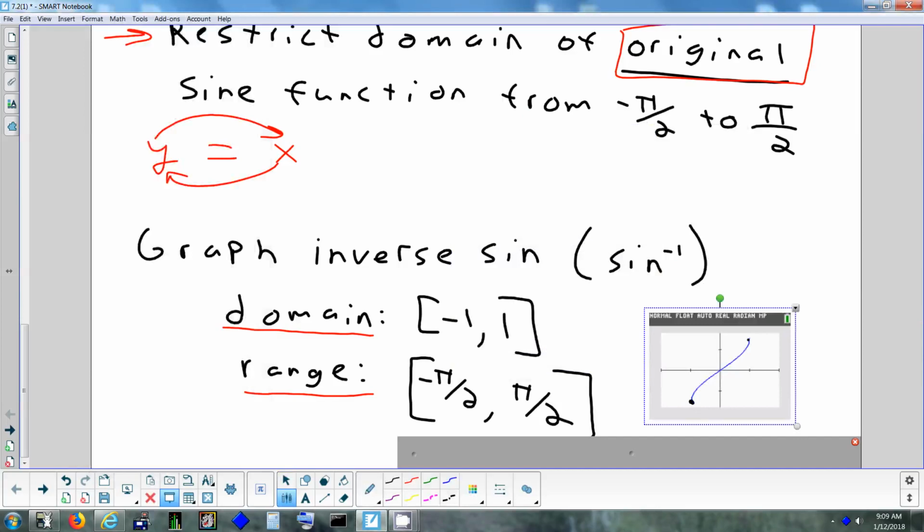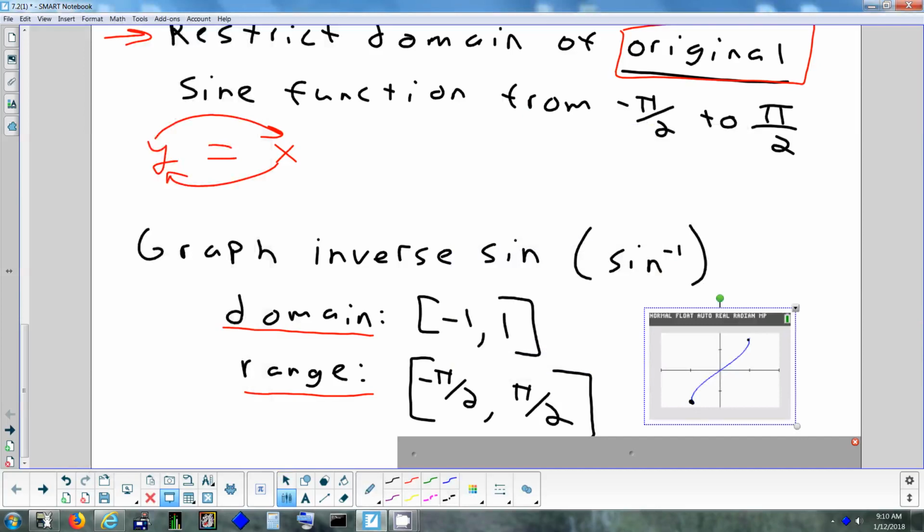And if you were to try to graph, and I could do this, I could put the graph of sine on the screen, put y equals x, you would see that that is a mirror image for the sine function over the line y equals x. Okay, any questions on that one?